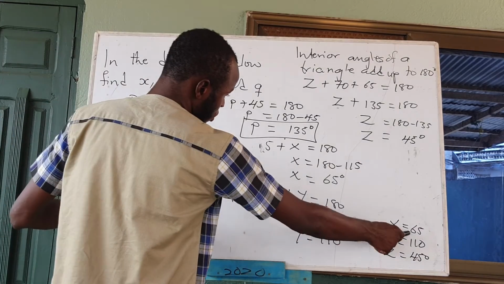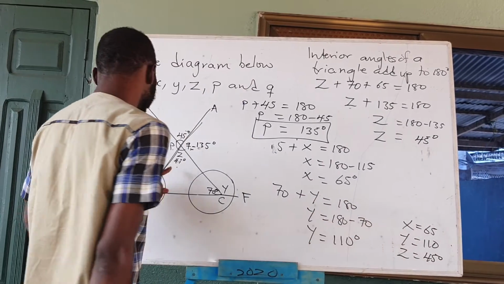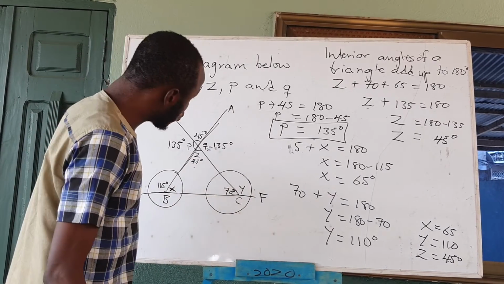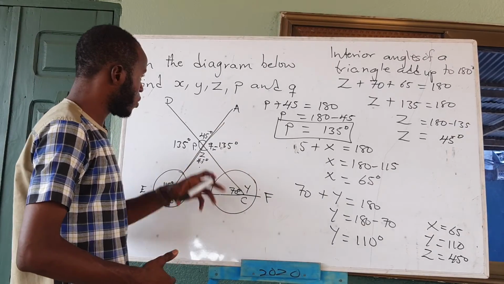Now we have x equal to 65, y equal to 110, z equal to 45, and p equal to 135 and q also equal to 135. And this brings us to the end of the solution to the question on the board.